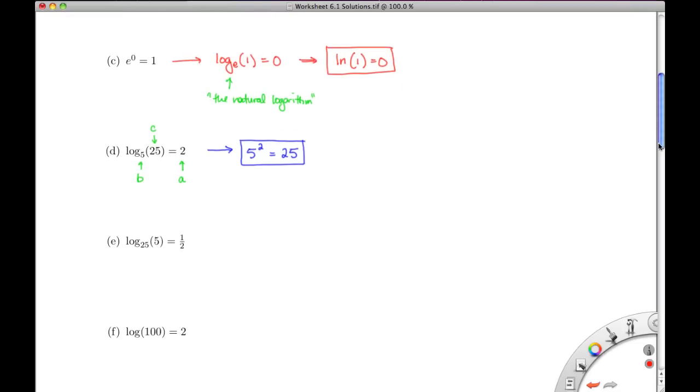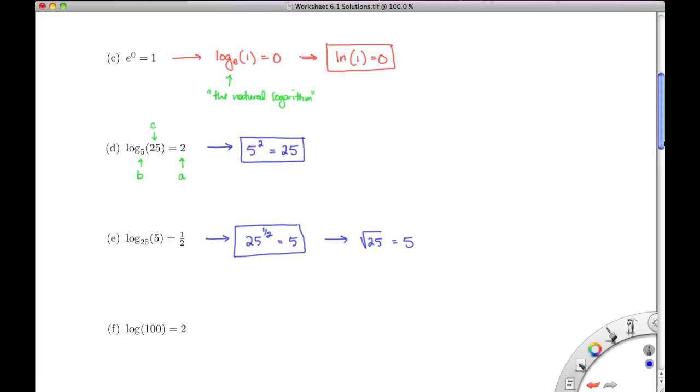Okay, so now we can move on to part E. And again, we can rewrite this very similar to the last one, except here we've got our exponential base, which is the same as our logarithmic base, 25, to the power of 1/2, the value of the logarithm, is equal to the argument of the logarithm, 5. Now this is the exponential version of this, but notice that algebraically we're probably more used to seeing that power of 1/2 as a square root. So the square root of 25 is equal to 5.